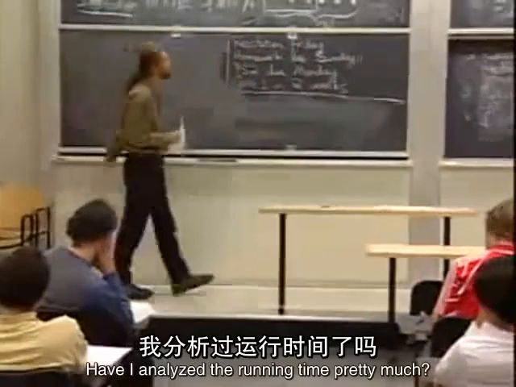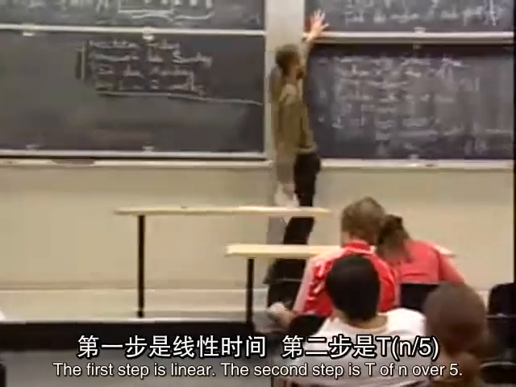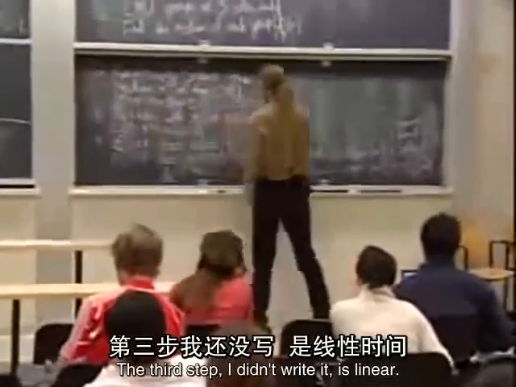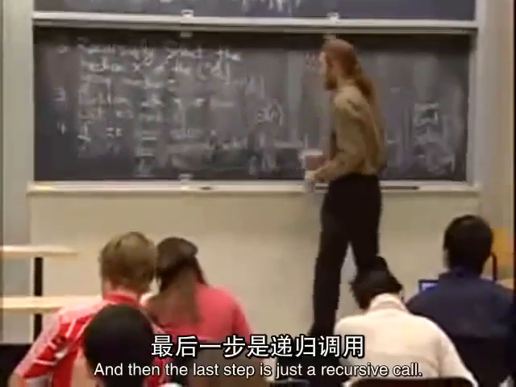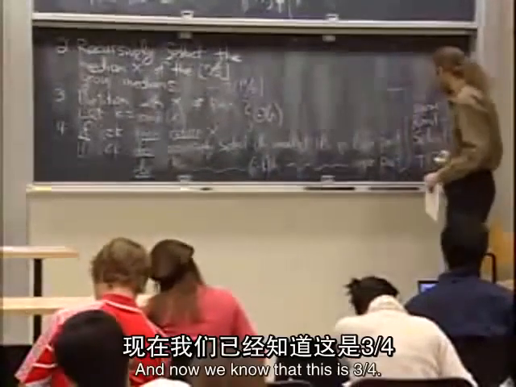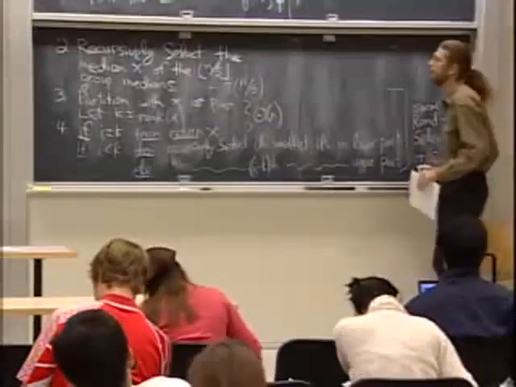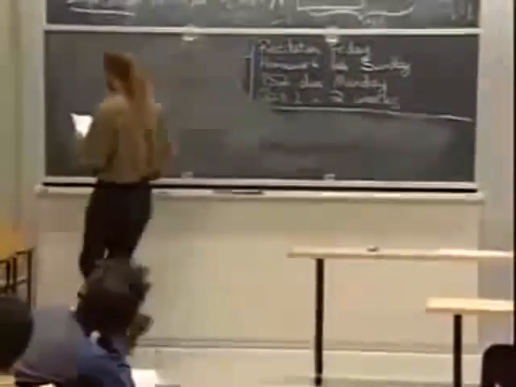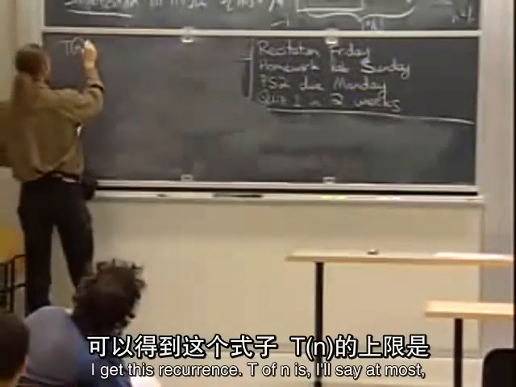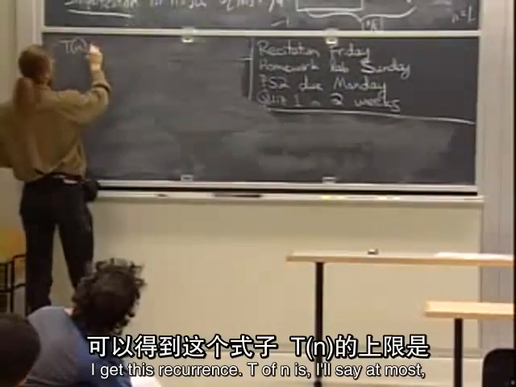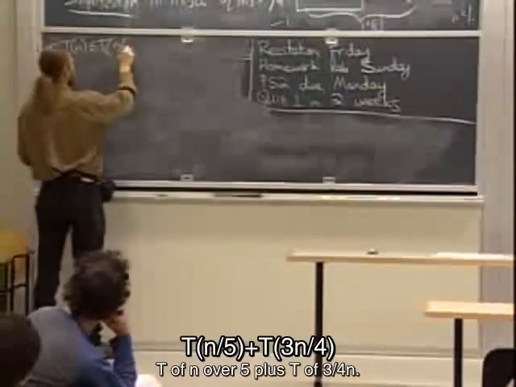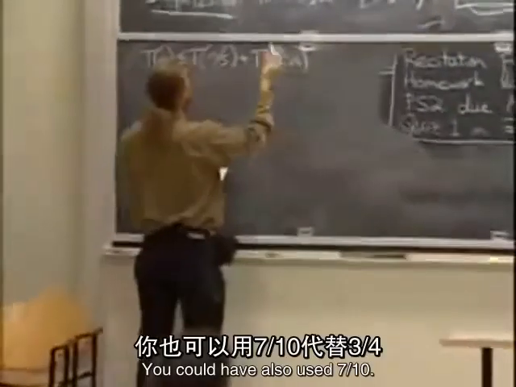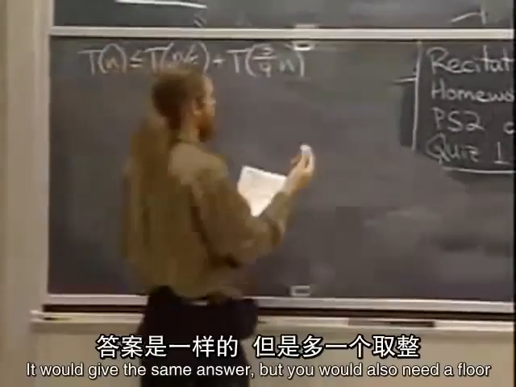Okay, have I analyzed the running time? Pretty much. The first step is linear. The second step is T of n over 5. The third step, I didn't write it, is linear. And then the last step is just a recursive call. And now we know that this is 3/4. Okay, so I get this recurrence. T of n is, I'll say at most, T of n over 5 plus T of 3/4 n. You could have also used 7/10. It would give the same answer.